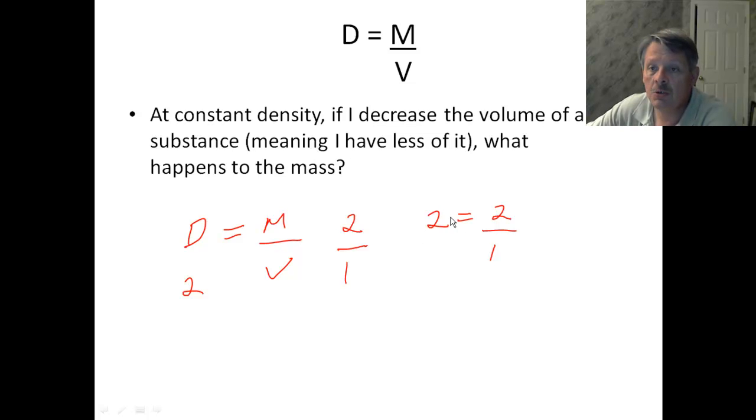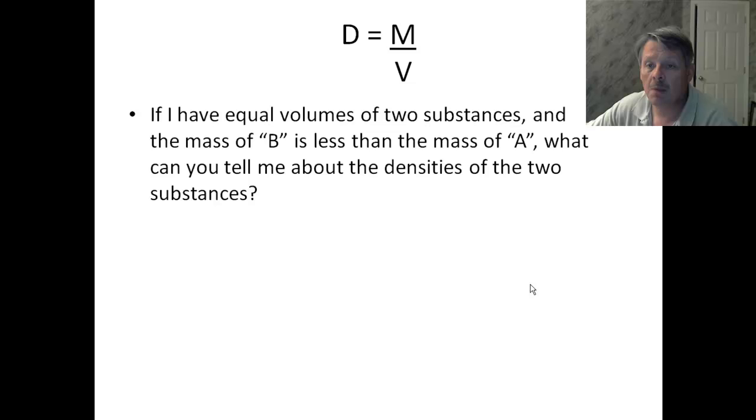If I decrease the volume, so if I make the bottom number smaller, like 0.5, then I have to make the top number smaller so that I can keep my 2-to-1 ratio to make my density actually be 2. So if my volume decreases, my mass had to decrease as well.